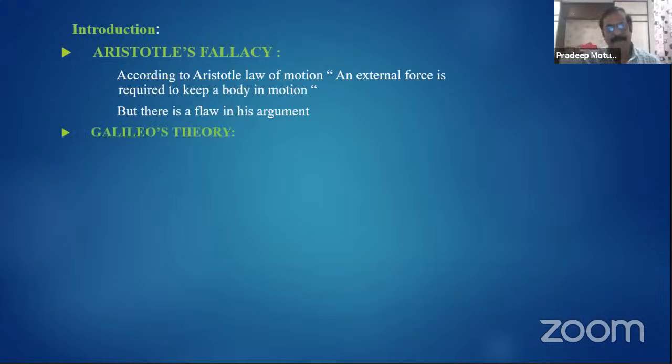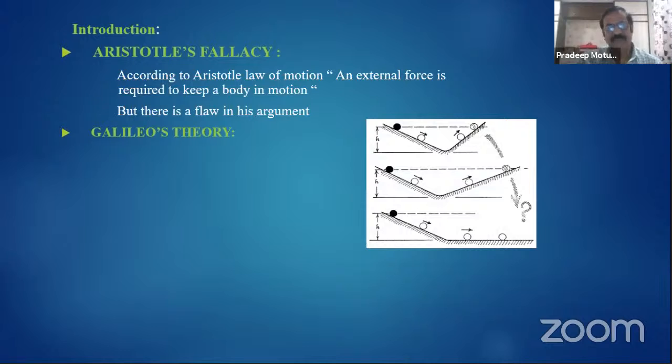Afterwards, Galileo. I think you heard about the Galileo's name. He is the scientist who discovered telescope. So Galileo phrased that he considered actually an ideal case, that is some frictionless surfaces. He conducted some experiments. See this diagrams.